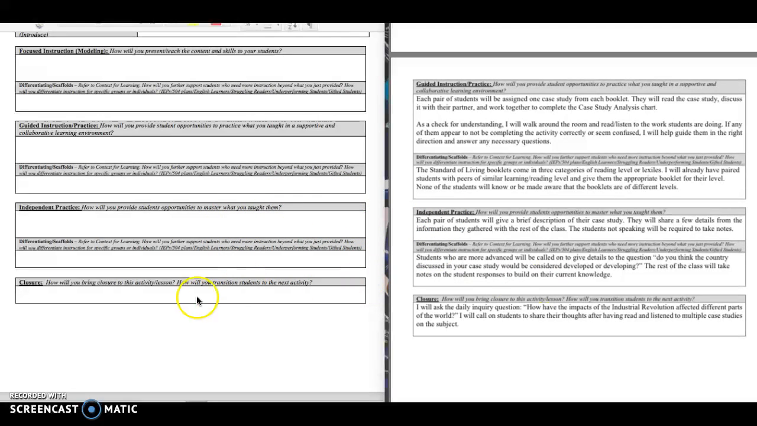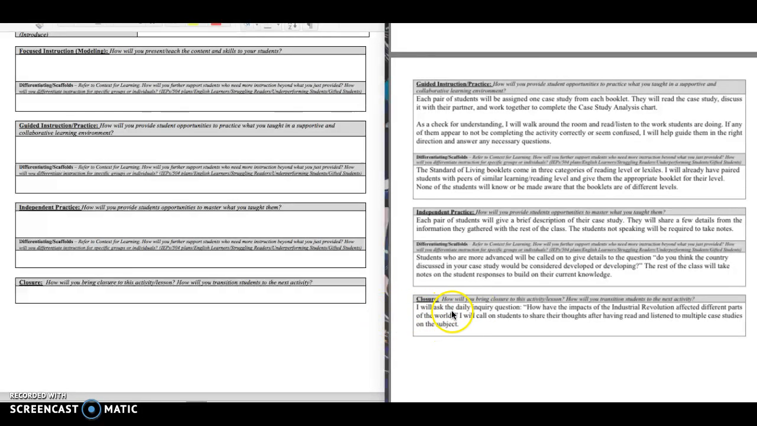And then the last is the closure. How will you bring closure to this lesson? How will you transition? So pretty much just the ending, it could be like a little 5-minute thing that the teacher can do to close the lesson plan, finish it up, and then transition to what's going to happen in the next lesson that they're going to be doing.